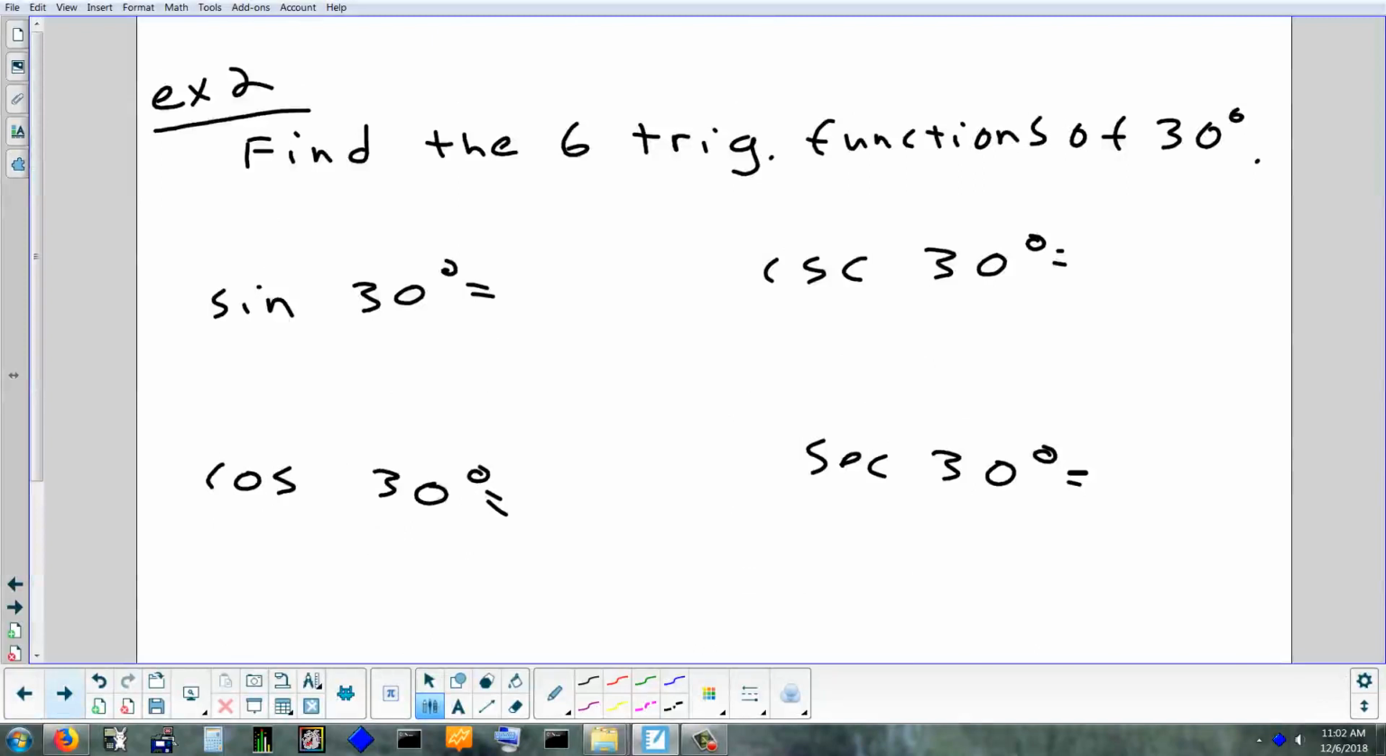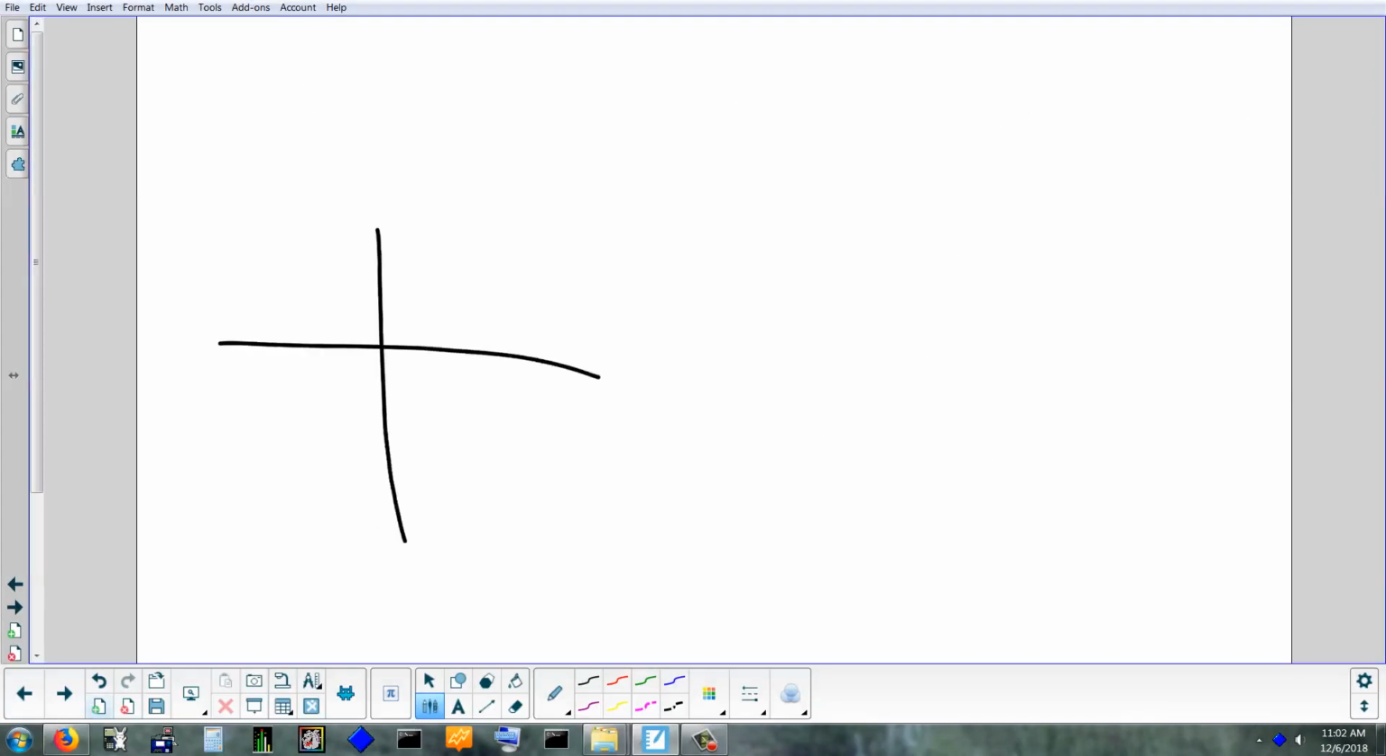All right, so Isabel, in order to get the 6 trig functions of 30, what's the first thing I need to find about 30? Its coordinates. I've got to get its coordinate. Yep. So if we draw our unit circle, let's just go like this. It doesn't have to be perfect, but just put 30 closer to the x-axis than the y-axis. So there's 30.